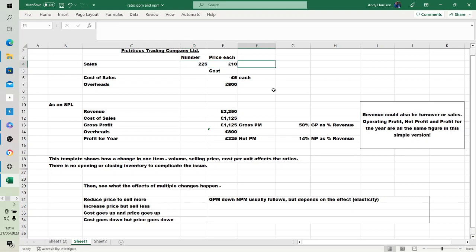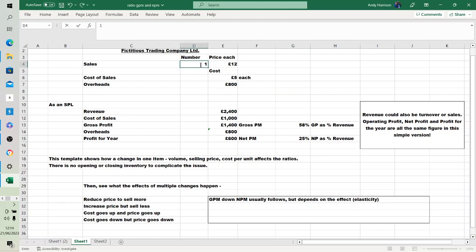Increase price, of course we're going to sell less. I'll put 20% on this time, just to make a change. So we put our price up, and we can see instantly that the gross profit margin goes up and the net profit margin follows. However, in reality, we're going to sell less. So 20%, how many less do we sell? Well, it could be 200. So the volume doesn't change the gross profit margin, but reduces the net profit margin.